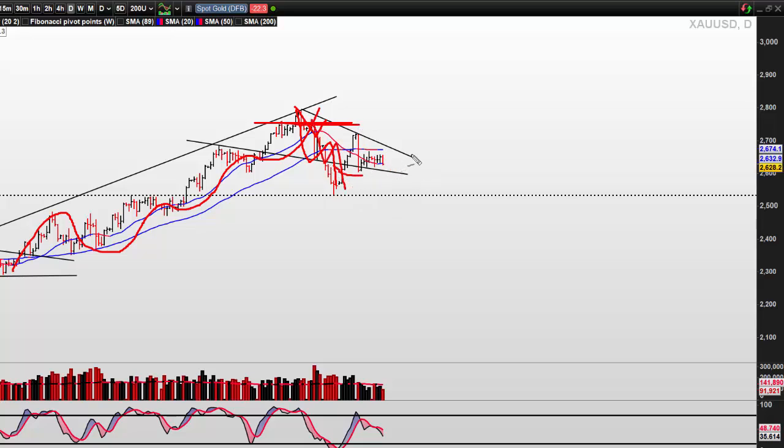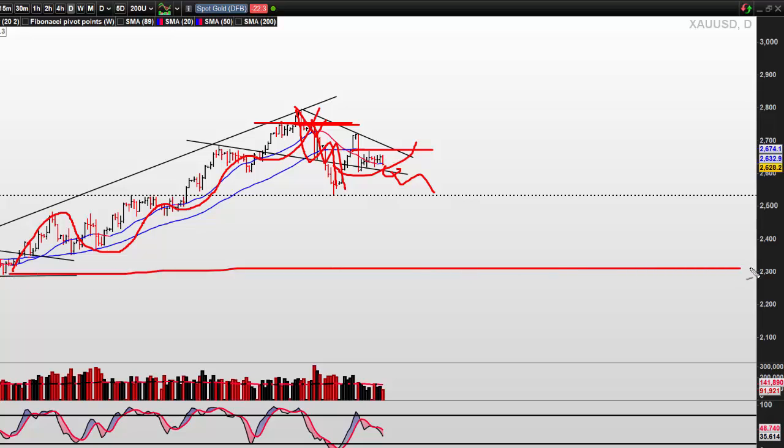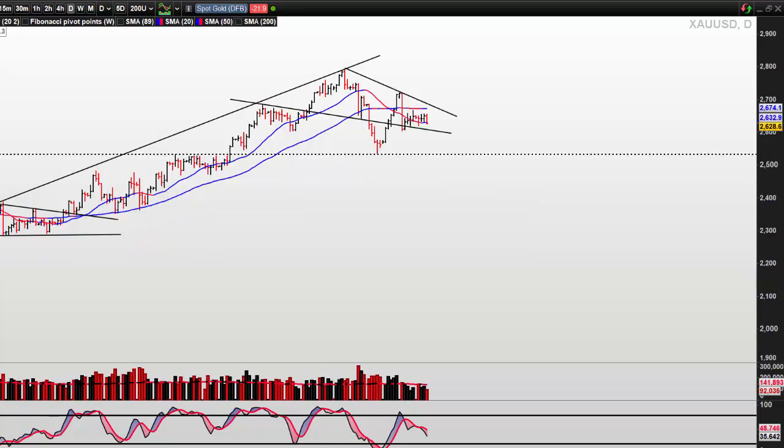So if we can't hold this and get back above this 2700, then expect this to drift lower and potentially wind all the way back to 2300 or more. Let's clear that because I've just made a complete mess of that.